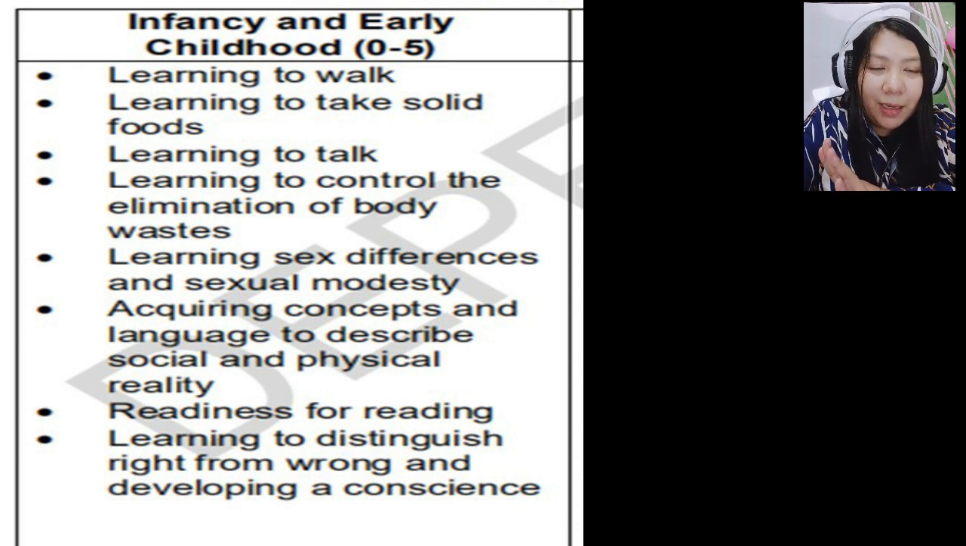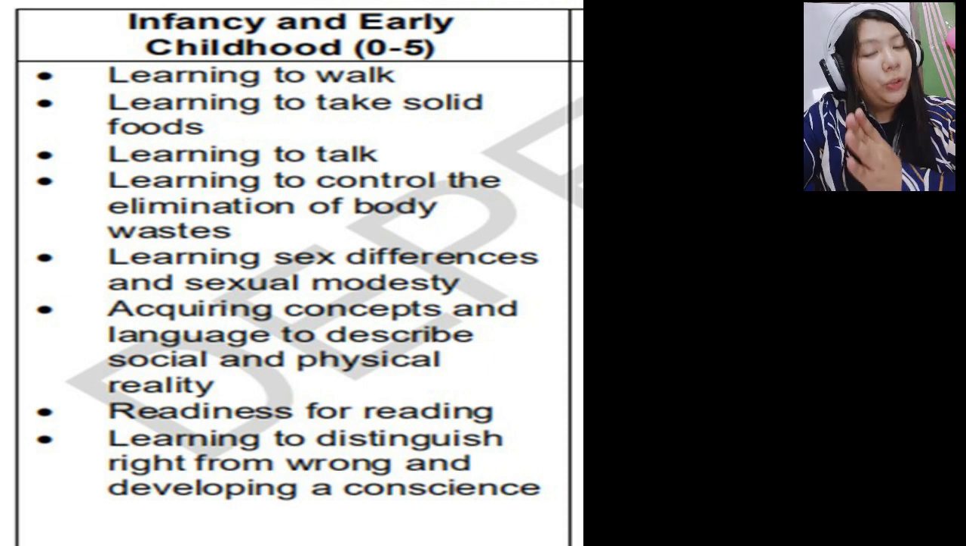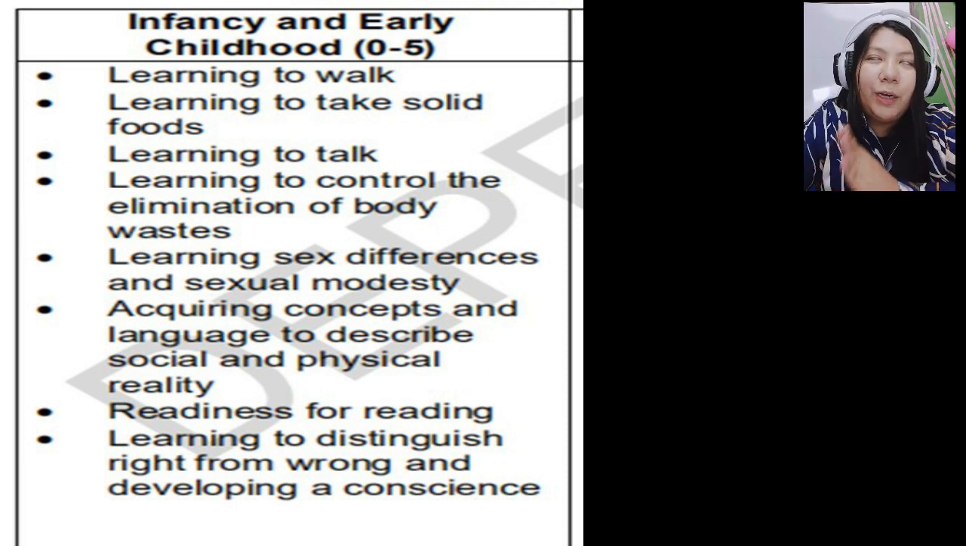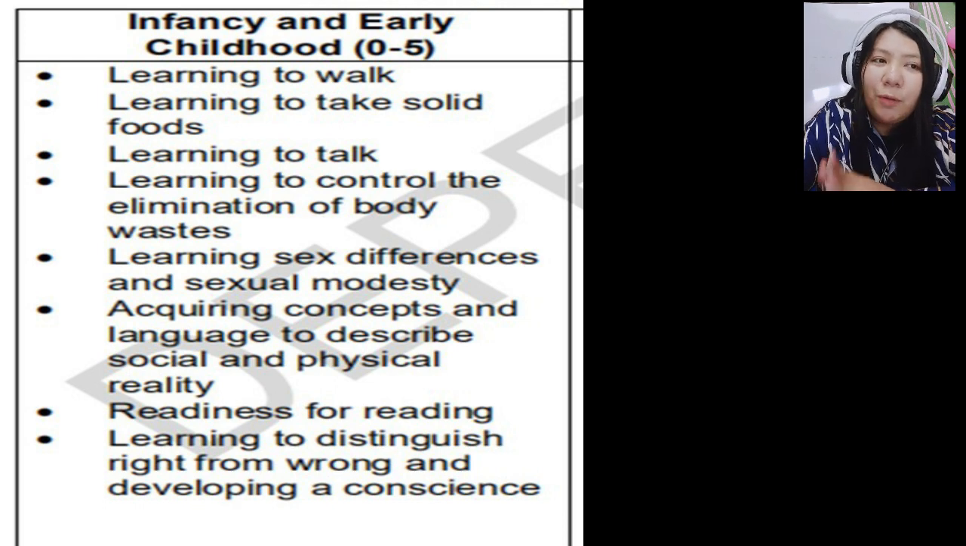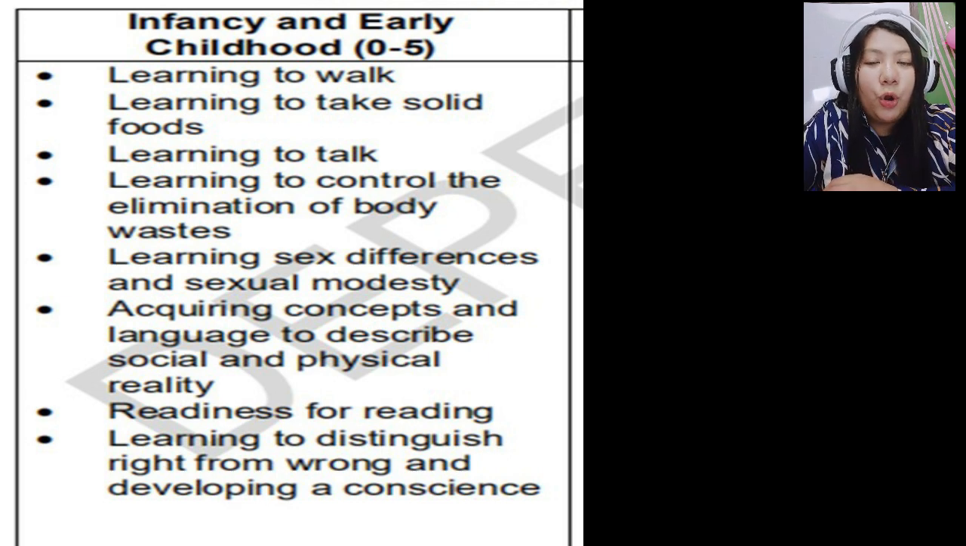Readiness for reading. So, sa ganyang age, nakakabasa na rin po. Usually, nag-start ng makabasa. Learning to distinguish right from wrong and developing a conscience. So, sa ganyang age daw pala, according to Havighurst, nagkakaroon na ng konsensya ang isang bata. So, na-identify na niya yung difference between right and wrong, yung mga basic difference between right and wrong.